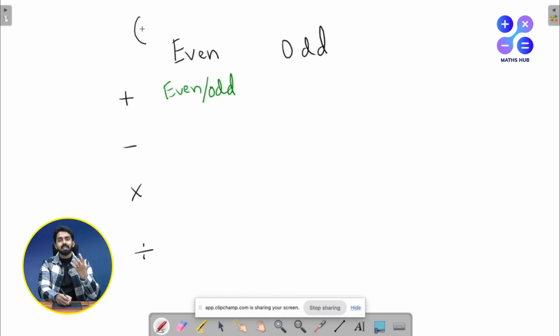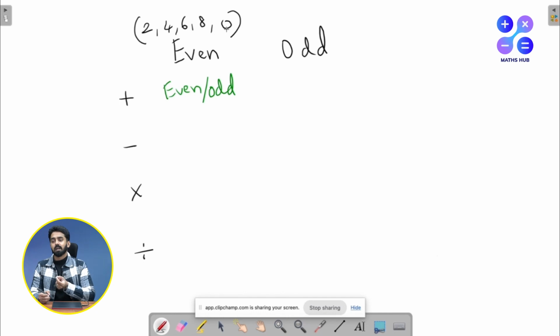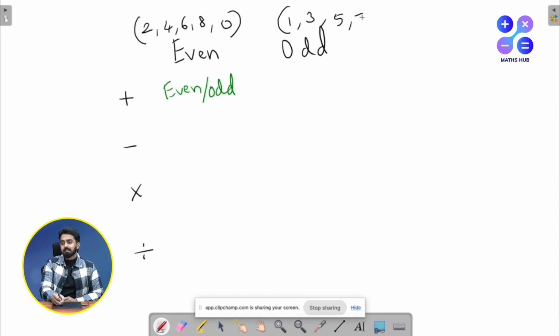So any integer which ends with 2, 4, 6, 8 or 0, these 5 numbers, is considered to be an even number, and everything else, which ends with 1, 3, 5, 7 and 9, is considered to be an odd integer, right? Great. So now what happens?